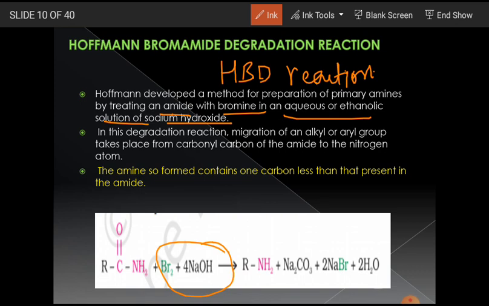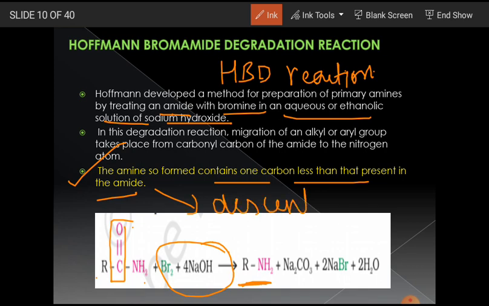So here what we should do, we are removing the CO group and whatever is left we will just join to get the amine. So we can say this is 1 carbon less than that present in the amide. So it is a descent of series.